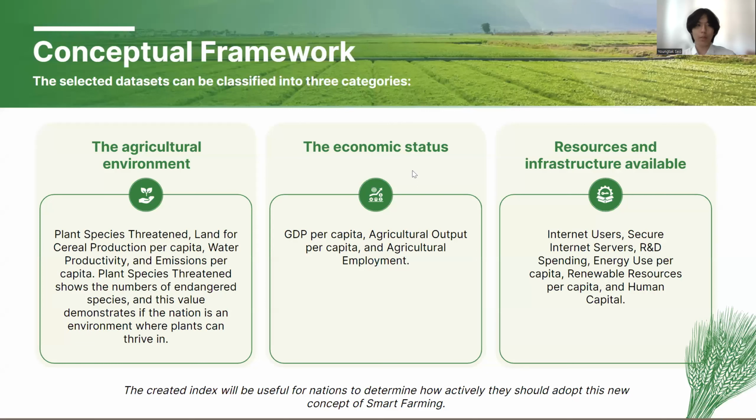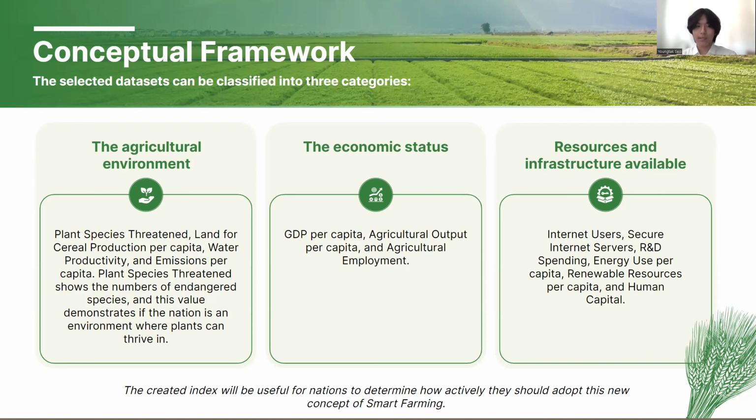So for a conceptual framework, we selected data sets from the World Bank and online websites to create the index that shows the potential effectiveness of smart farming in each nation. We categorized the data sets into three main categories, and the first category is the agriculture environment. The data sets included in this category are plant species threatened, land for cereal production per capita, water productivity, and emissions per capita. Plant species threatened shows the numbers of endangered species, and this value demonstrates if the nation is an environment where plants can thrive in.